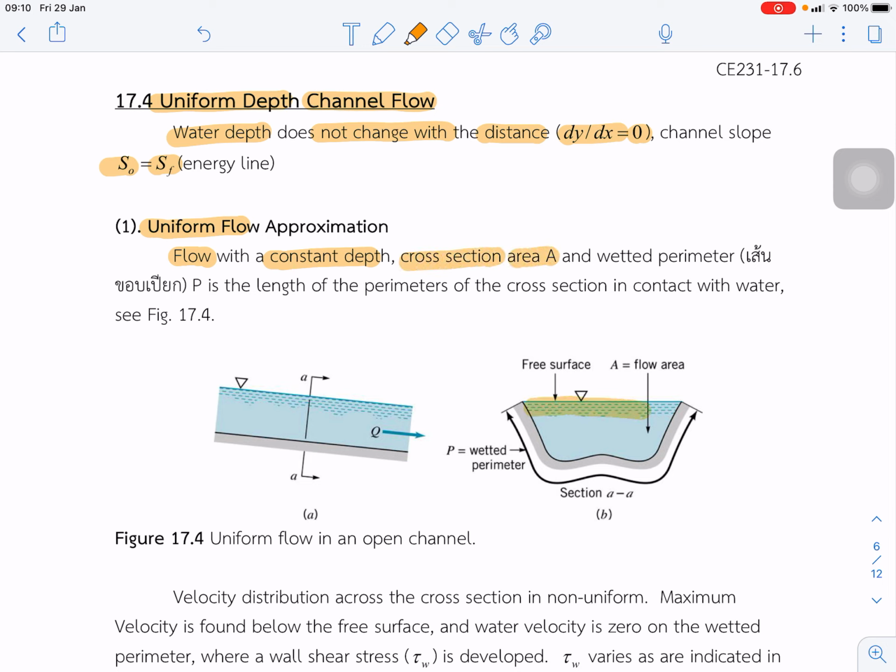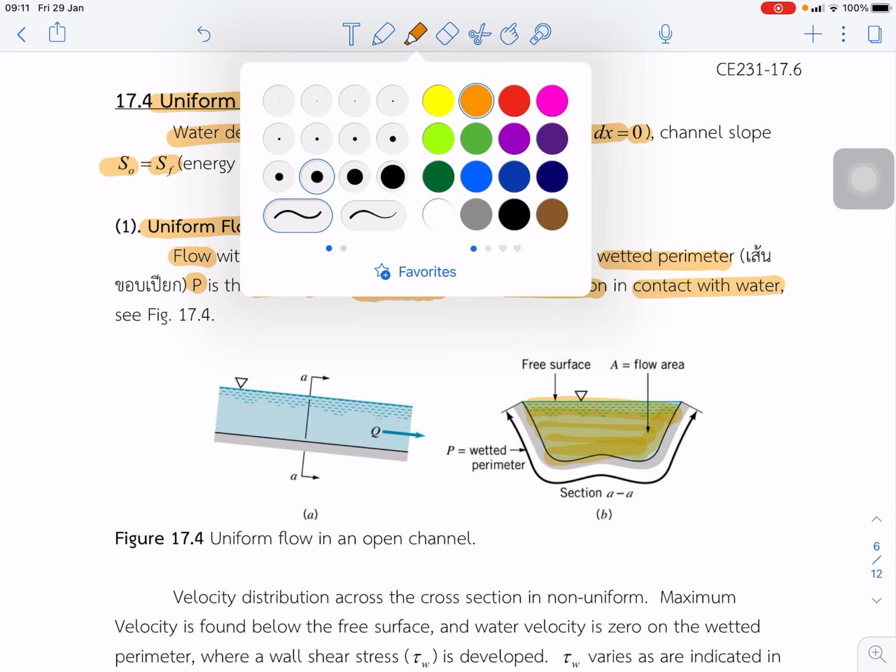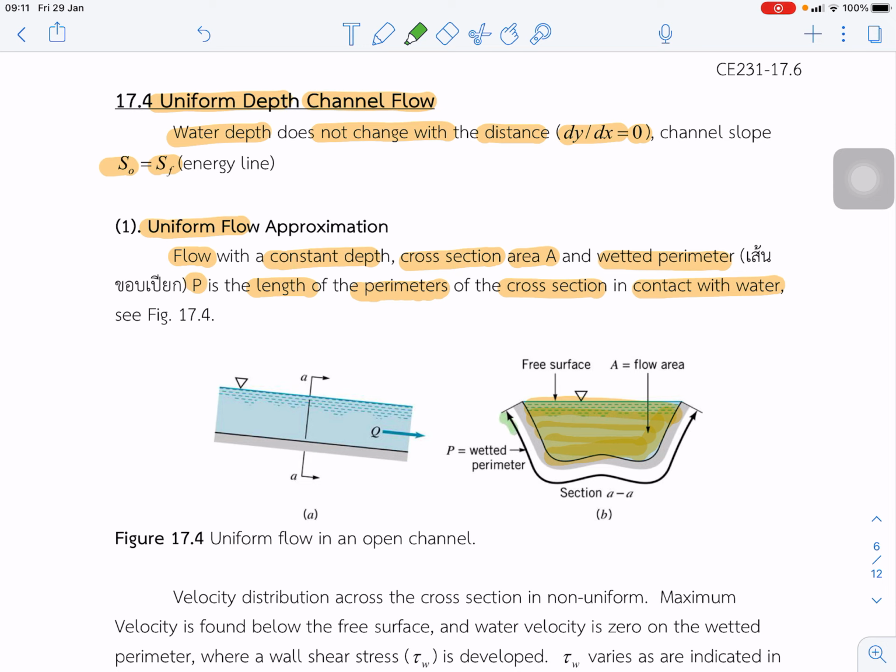So that is the cross-section area of the flow. And the other parameter we call the wetted perimeter. P is the length of the perimeter of the cross-section in contact with water. So that is, we can draw, this is the wetted perimeter, the length of the contact area. Okay.